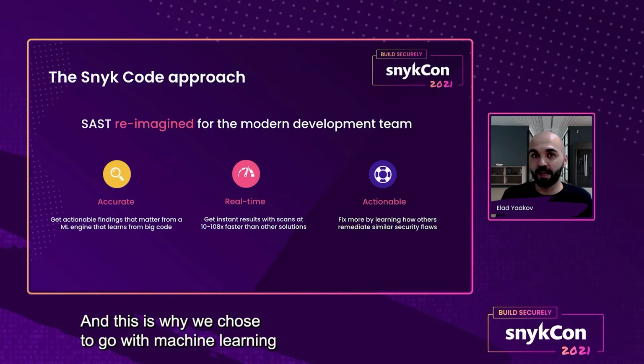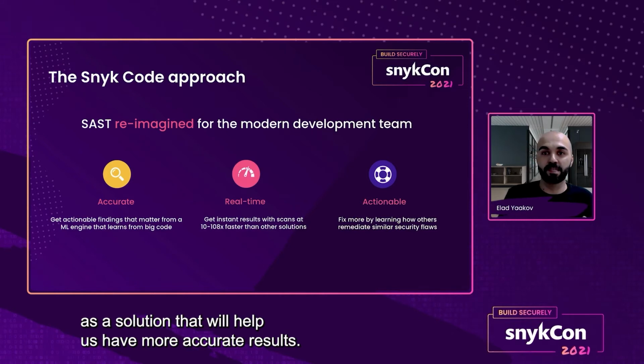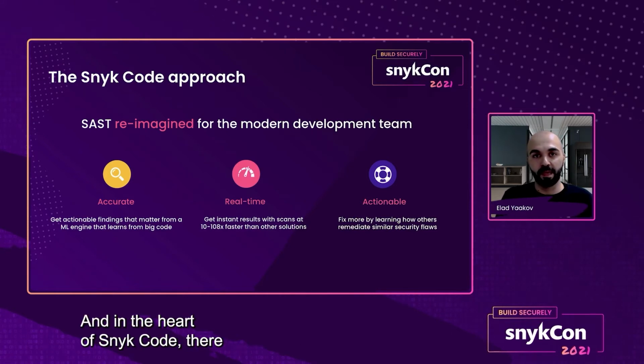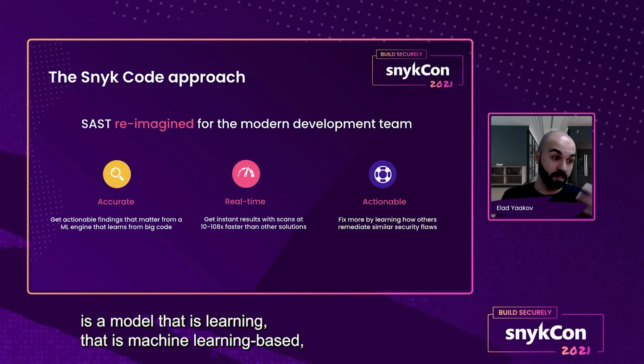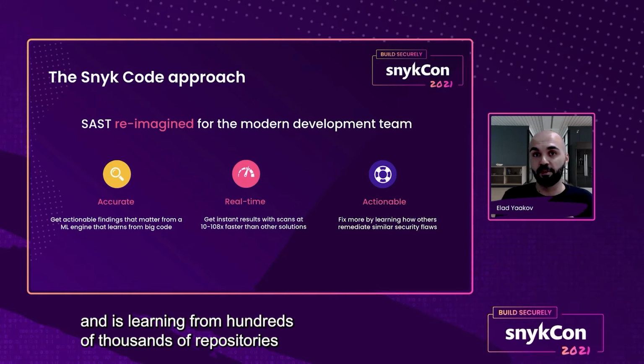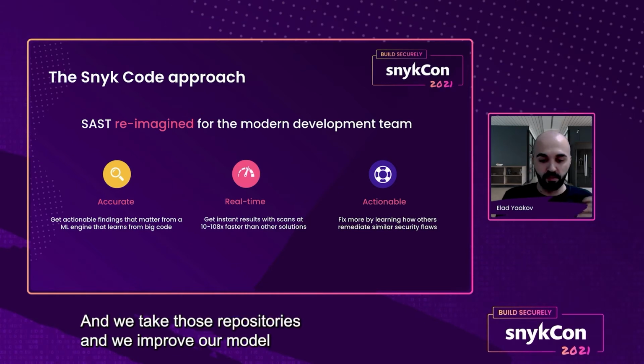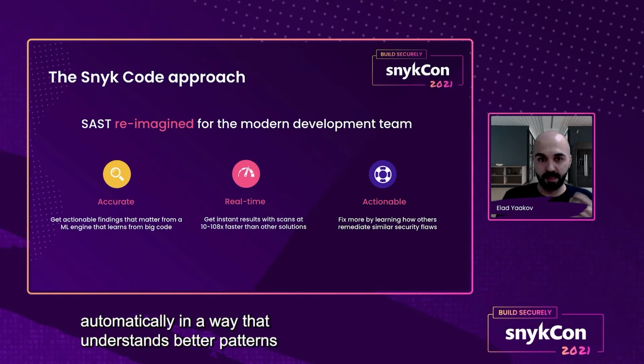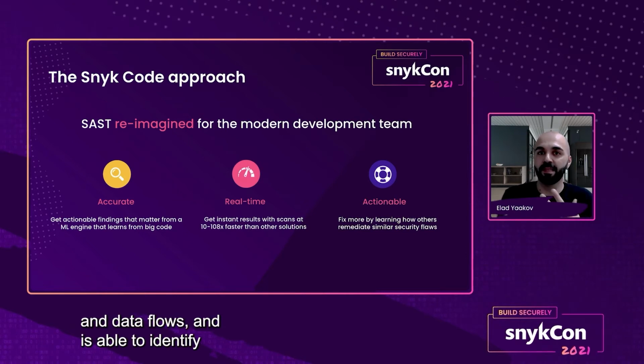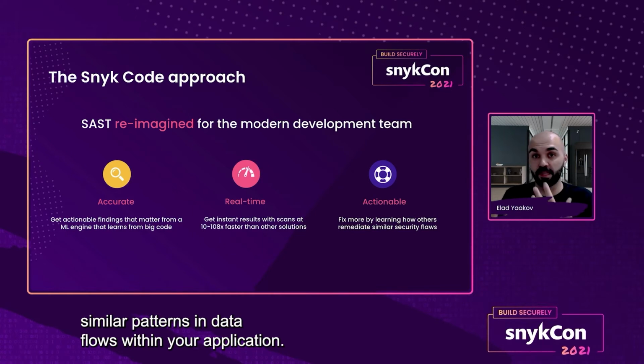And this is why we chose to go with machine learning as a solution that will help us have more accurate results. And at the heart of Snyk Code, there is a machine learning based model that is learning from hundreds of thousands of repositories out there and their entire history. We take those repositories and improve our model automatically, in a way that understands patterns and data flows better and is able to identify similar patterns and data flows within your application.